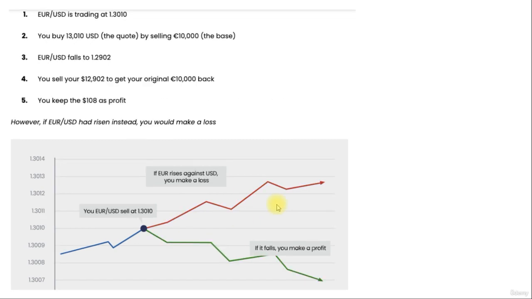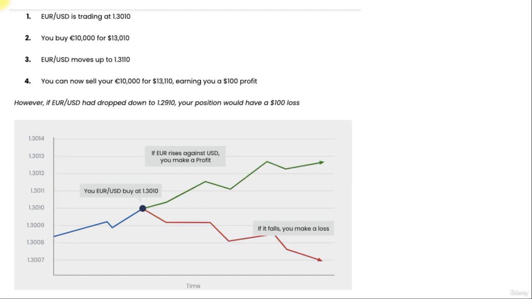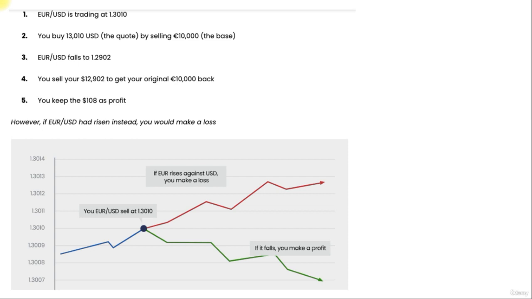Similarly, let's take one example of shorting or selling the base. This was the example when you went long on the base, and now this is an example when you will short it. So let's say again Euro USD is trading at 1.3010. This time what you did, you are buying the quote by selling the base. So you bought 13,010 USD by selling 10,000 euros. Now if Euro USD falls, that means euro is weakening against the dollar, you will make a profit. And let's say Euro USD falls to 1.2902, so now you will sell your $12,902 to get your original 10,000 euros back, and as a result you are making a profit of $8.